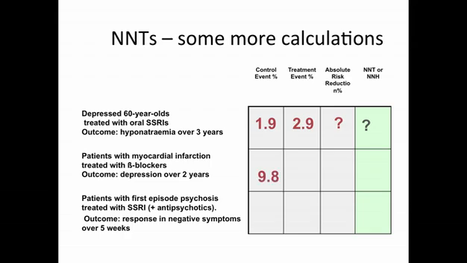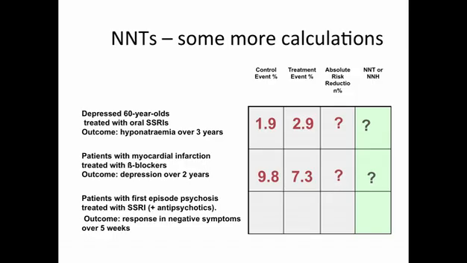The next example, patients with myocardial infarction are treated with beta blockers, and we're evaluating whether the frequency of depression, the proportion of people with myocardial infarction who develop depression over 2 years, is different between the groups who are treated with beta blockers and the groups who are treated with other cardiovascular interventions. We observe that of people who are treated with beta blockers, 7.3% develop depression in a period of 2 years, while people receiving other treatments, the event rate is higher, which is 9.8%. What's the ARR and what is the NNT?